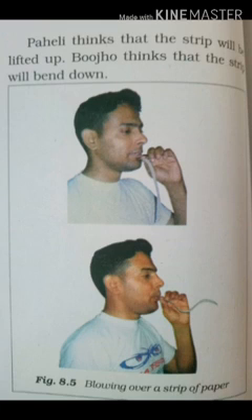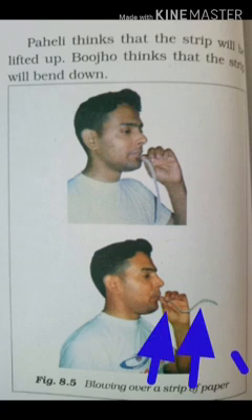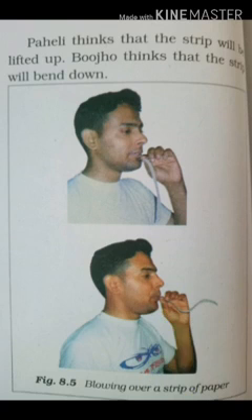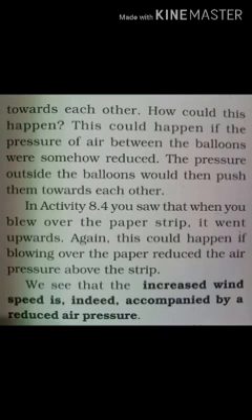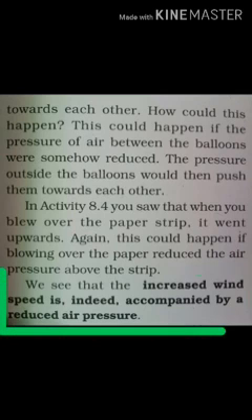Again, because when you blow over the paper, the air becomes less, that is, the air pressure also becomes less. And as a result, the air which is below the paper pushes it upwards, and this is why the paper moves upwards. So all these activities which we saw just now show that increased wind speed is accompanied by reduced air pressure.